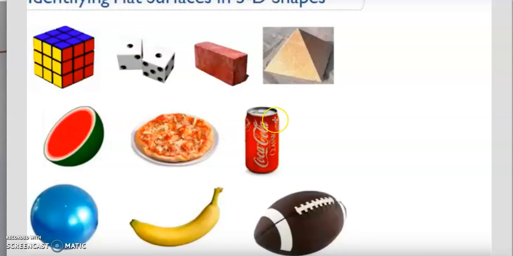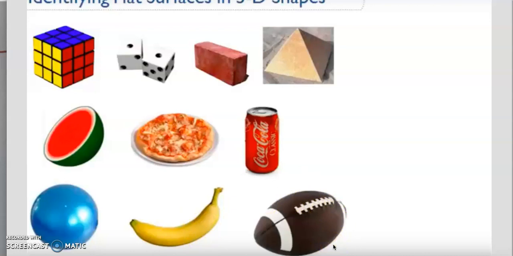Also, the soda can, on top of the soda can is flat, yeah, as well as the bottom part. But over here, this is all curved. So this one also has both flat and curved surfaces. And sometimes we find some objects that have no flat surface, such as this ball over here and the banana and the football. So they do not have flat surfaces at all. They only have curved, curved, curved surfaces.